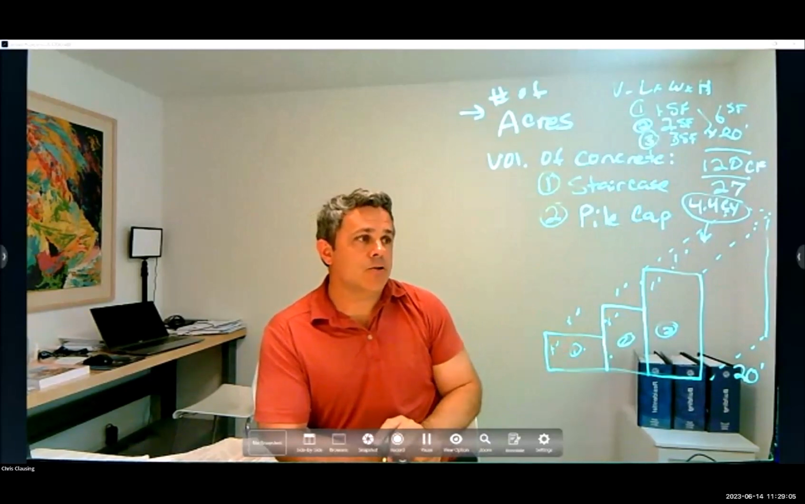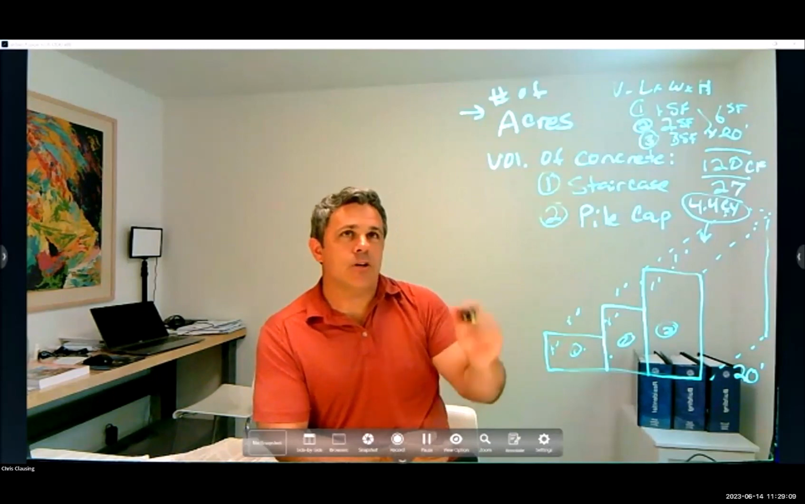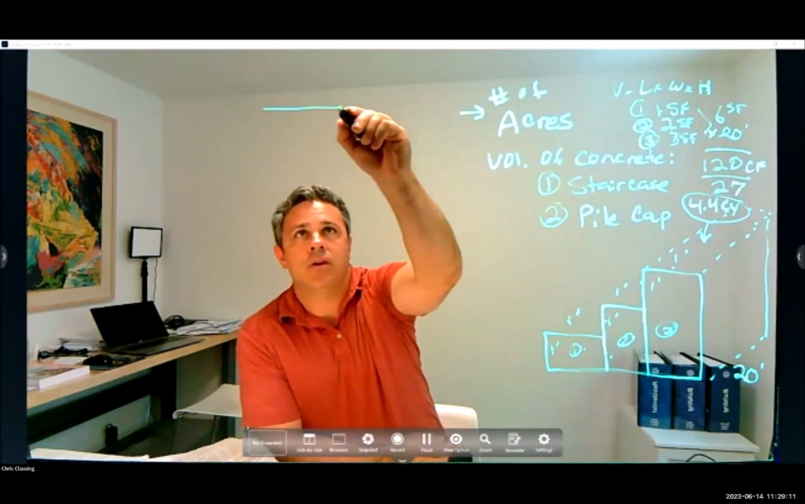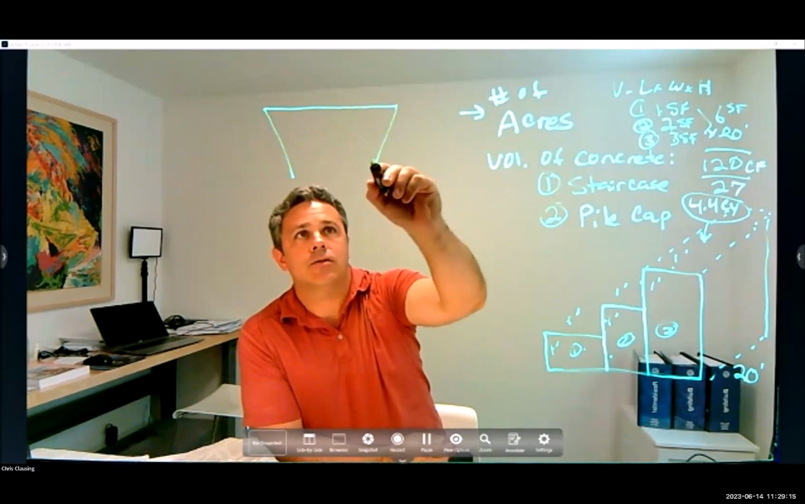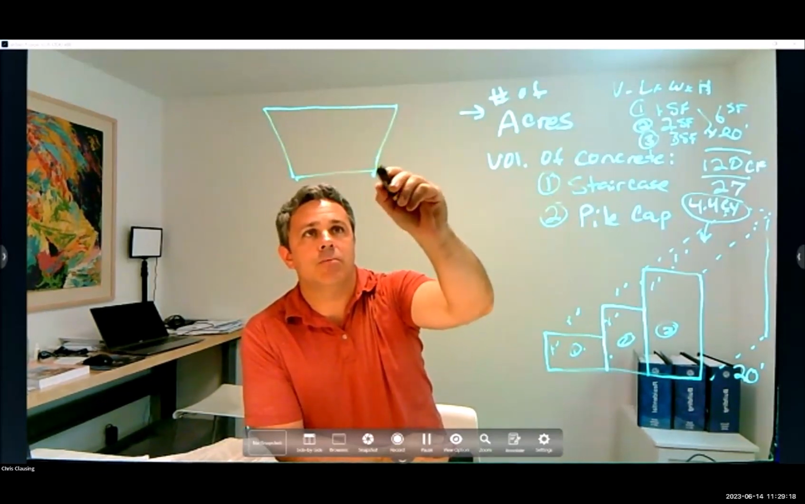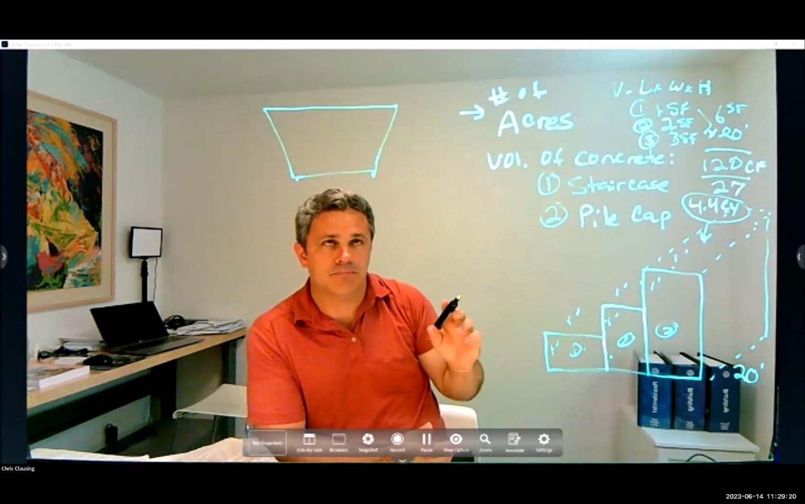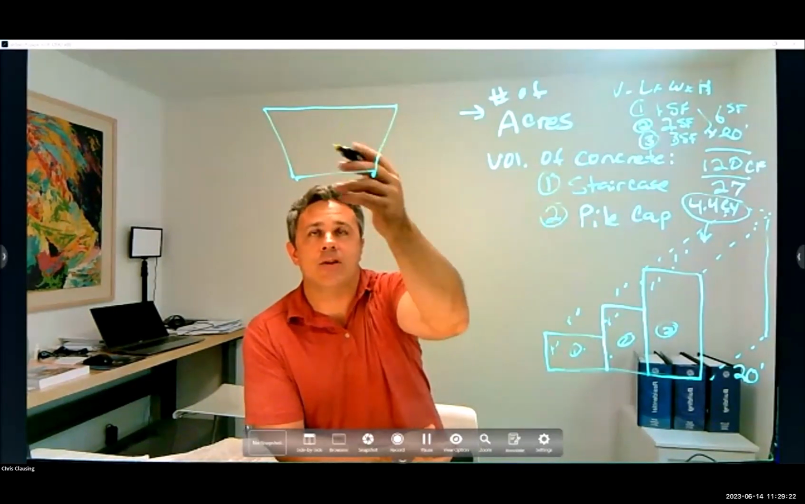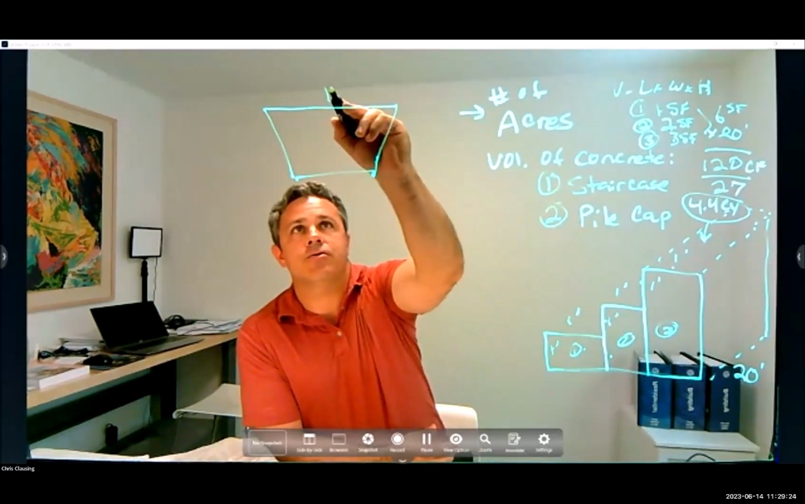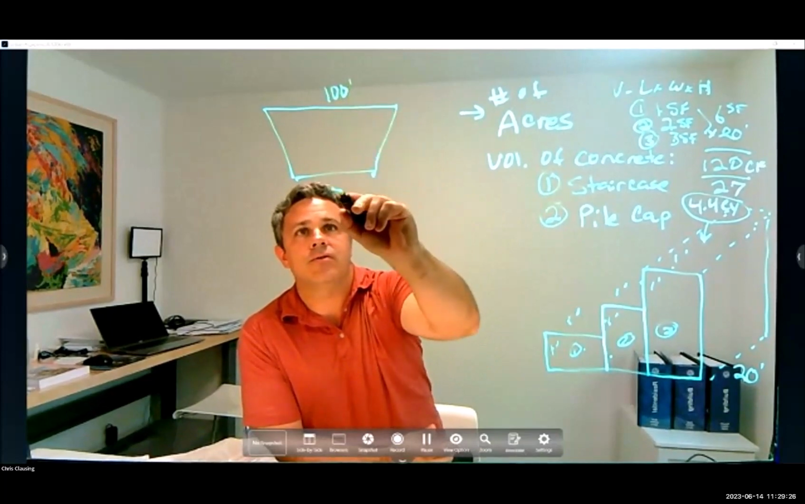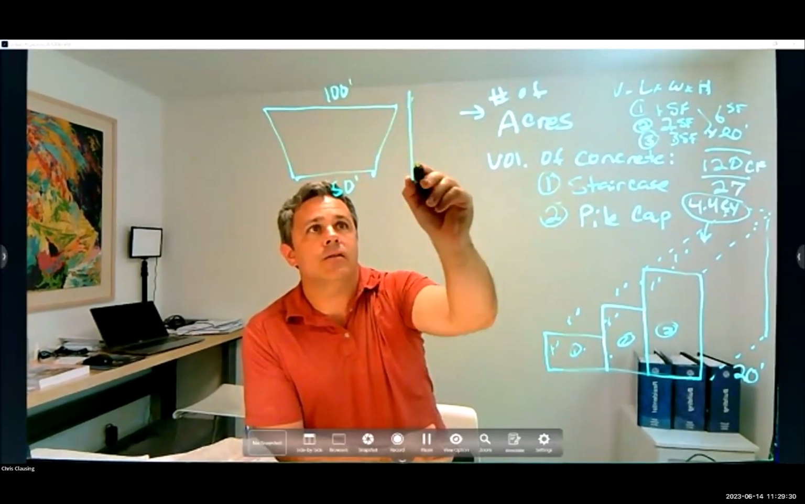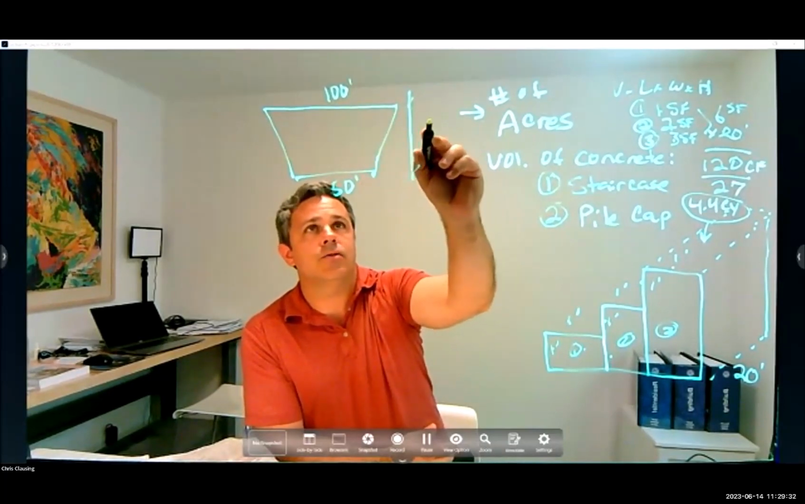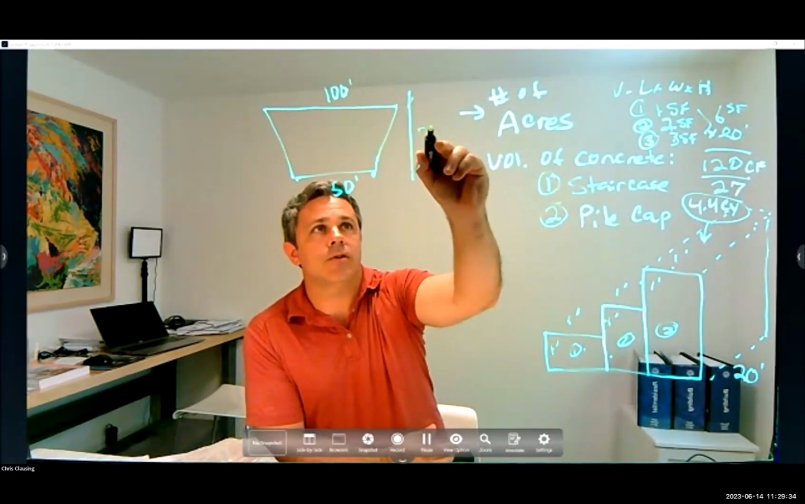As far as the acres go, the trickiest part is they could give you a lot that looks like this shape, which is basically just a trapezoid. How do you find the area of this? Let's say this is 100 feet, this is 50 feet, and the depth of this lot is, let's call it, 75 feet.